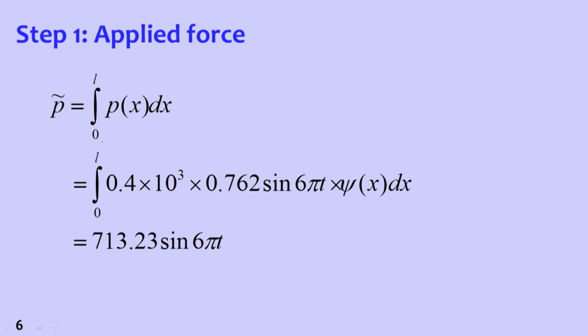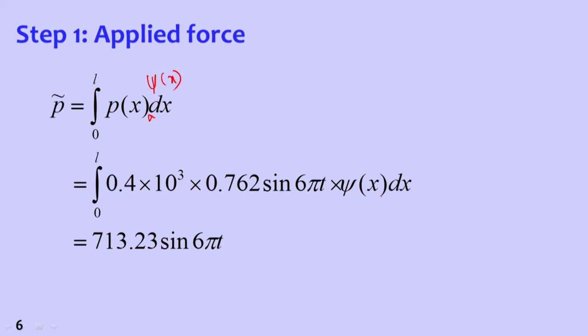So now step 1, let us first find out the applied force. We already know that the applied force, that is the generalized applied force, is the integral from 0 to L of Px dx. This is the generalized applied force. The value is 0.4 kilonewton per meter cube, so I am using 0.4 into 10 to the power of 3 into 0.762 sine 6 pi t into psi x. Oh, so in this one there is a psi x term also.